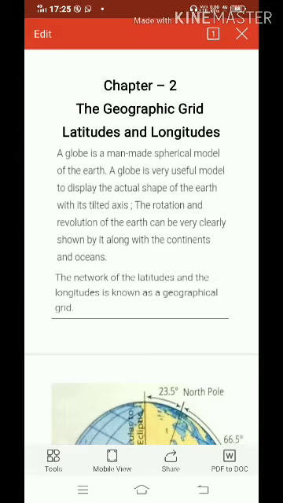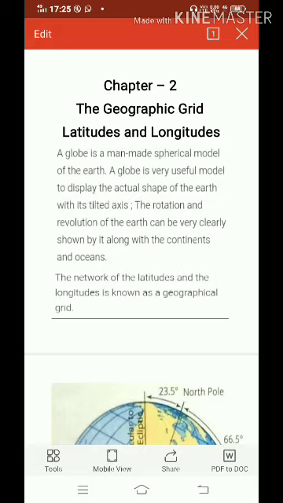Now the geographic grid, latitudes and longitudes. A globe is a man-made spherical model of the earth, and a globe is a very useful model to display the actual shape of the earth with its tilted axis. Rotation and revolution of the earth can be very clearly shown by it along with the continents and oceans. A network of vertical and horizontal lines is referred to as the grid system. The network of the latitudes and longitudes is known as the geographical grid.